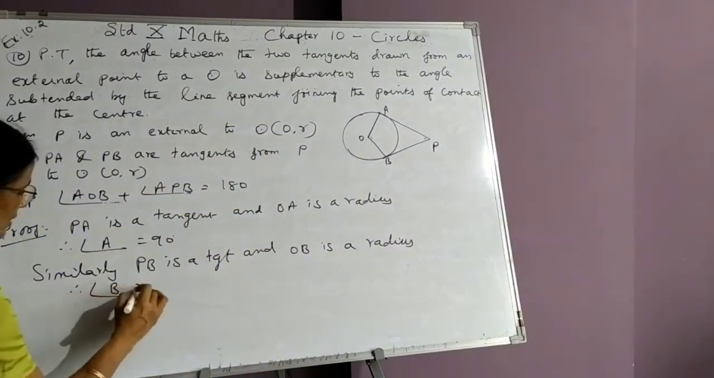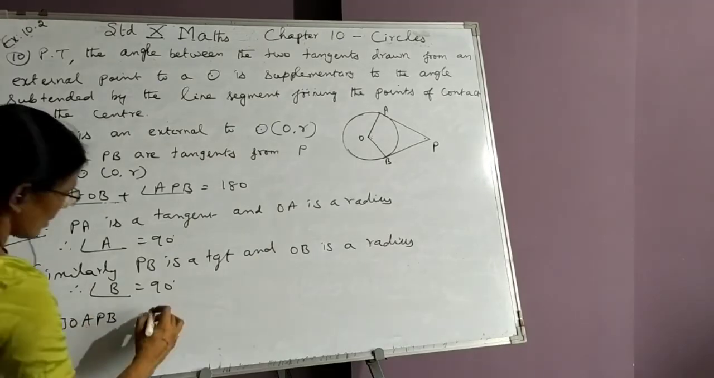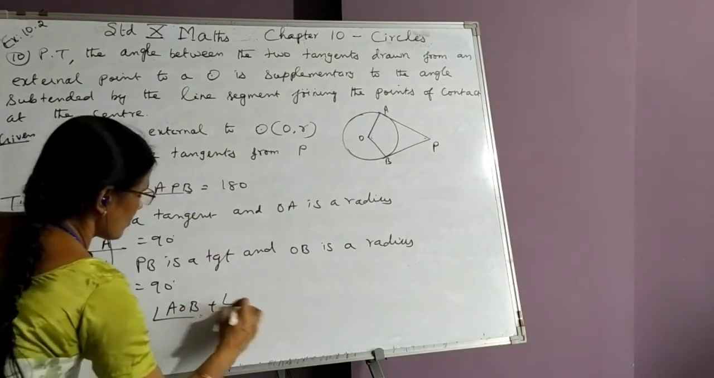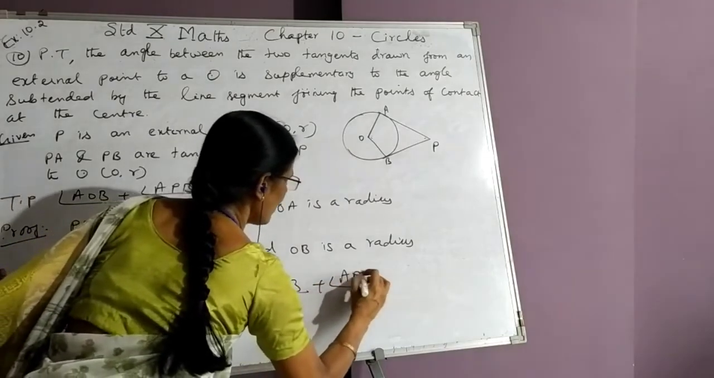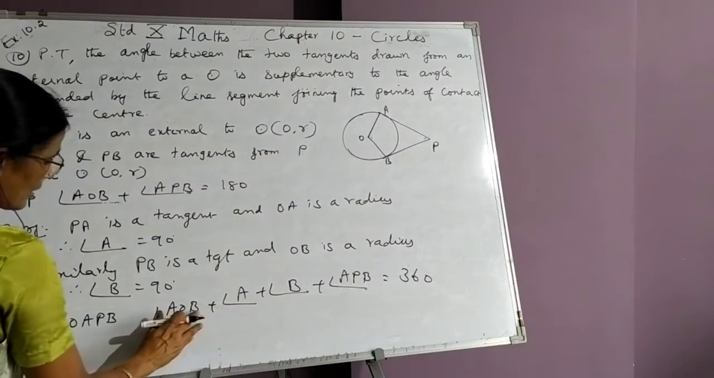Therefore, angle B is also 90 degrees. There is a quadrilateral we can see here. So, in quadrilateral OAPB, angle O can be written as angle AOB, plus angle A, plus angle B, plus angle APB. The sum of four angles of a quadrilateral is 360 degrees.